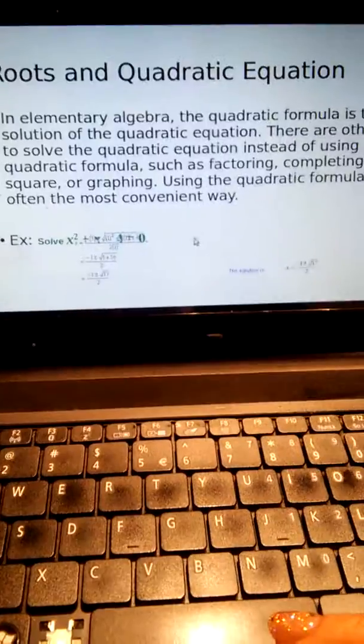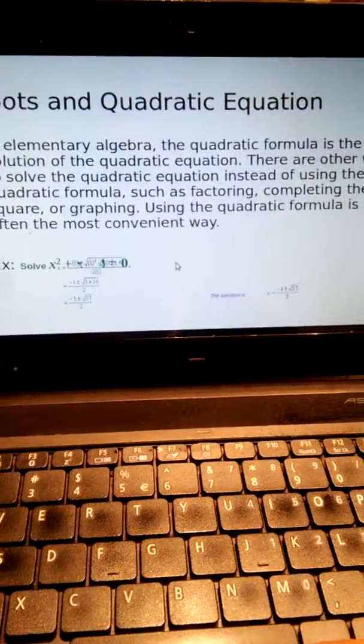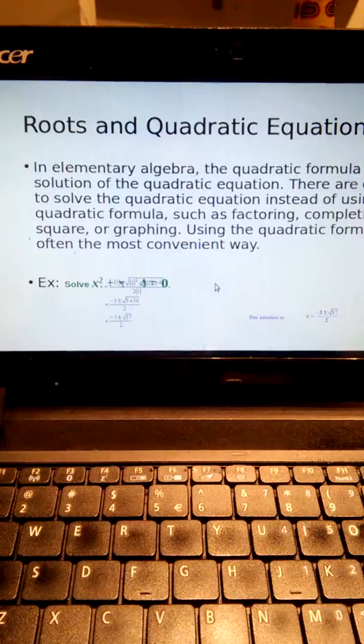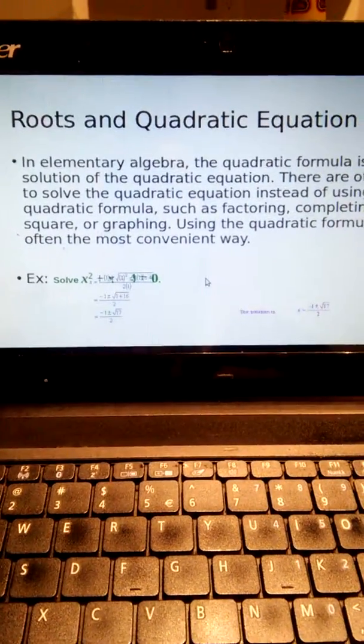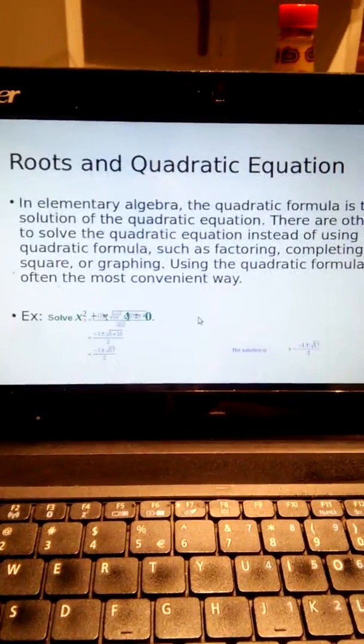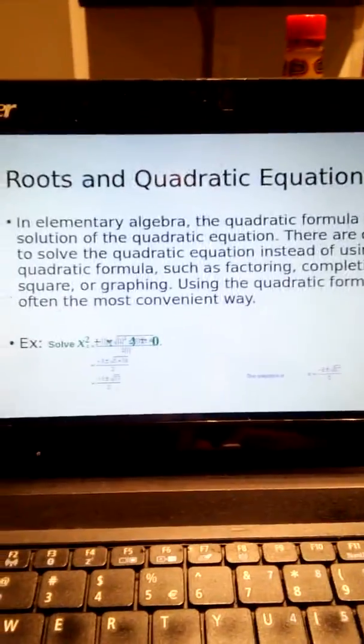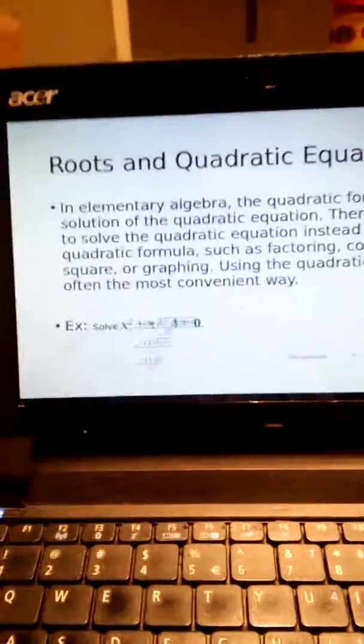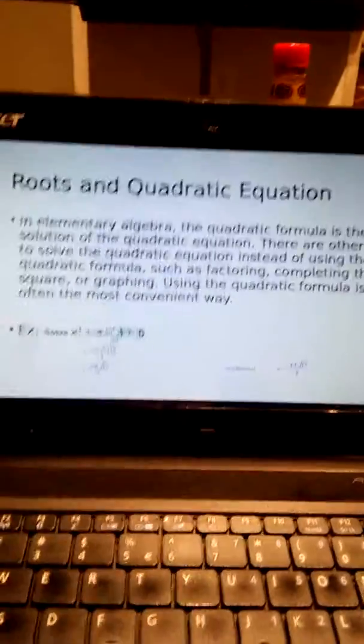But I can just tell you the quadratic formula is negative b plus or minus the square root of 4. Oh, shoot. Sorry about the blip. Okay.